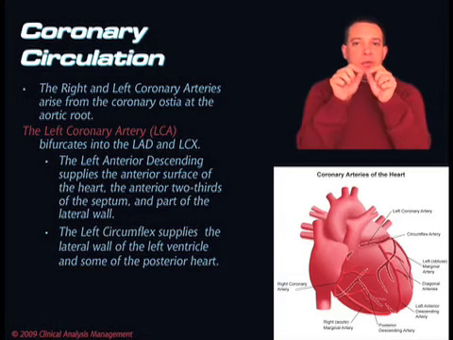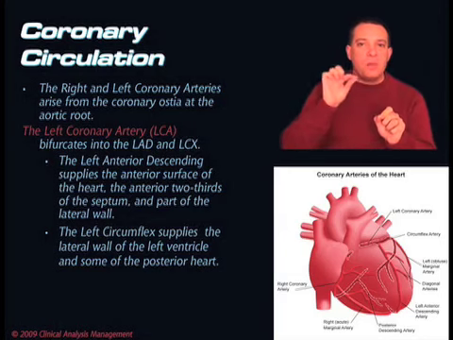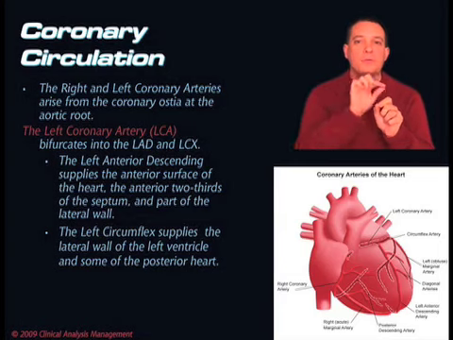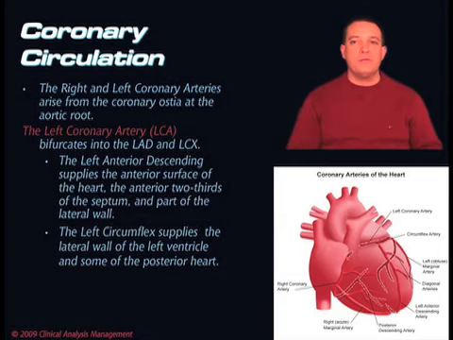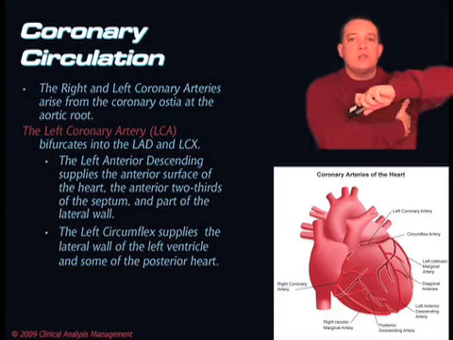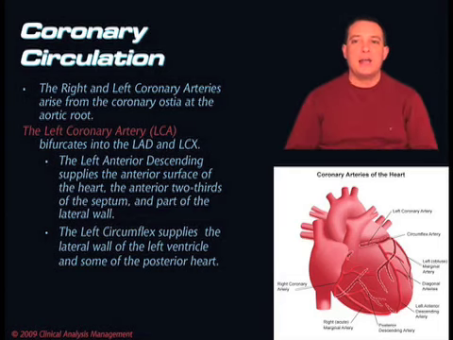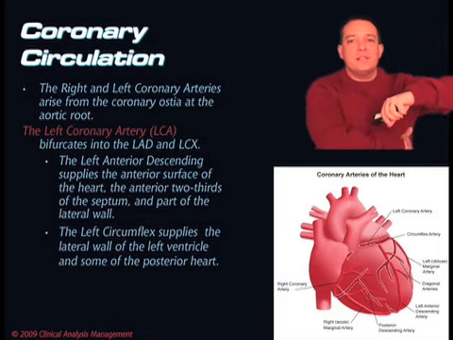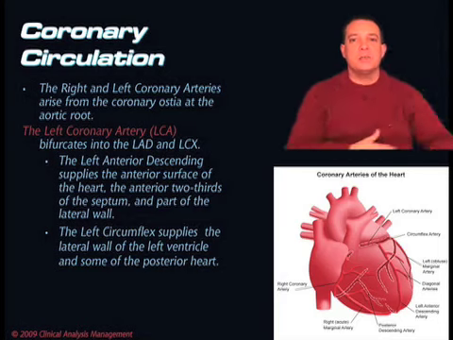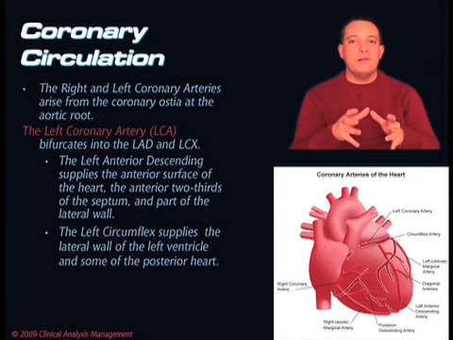Now, at that split, we have the left anterior descending, and we have another blood vessel that actually wraps around the heart, and we call that the circumflex. The circumflex actually wraps around, going from medial around the left and towards the back, and the circumflex is responsible for supplying the left side of the heart. So it's responsible for supplying all of the left wall of the left ventricle.